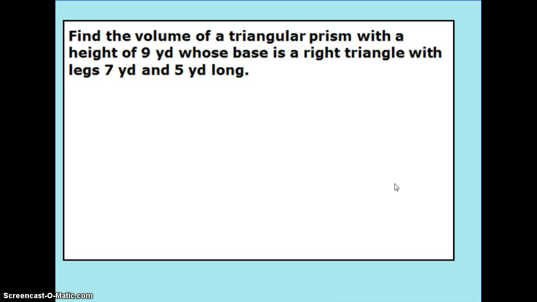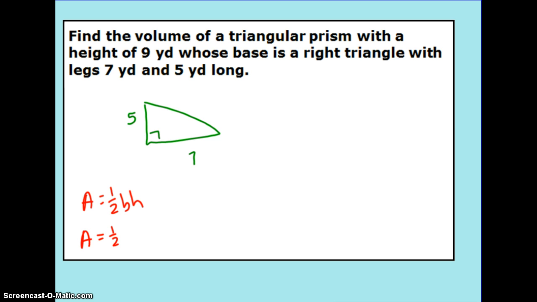Alright, so it says find the volume of a triangular prism with a height of 9 yards whose base is a right triangle with the legs 7 and 5 yards long. So I have a right triangle, 5 and 7, and that's my right angle here. So I can find the area of this triangle pretty easily. Its area equals 1/2 base times height. So the area of this triangle is 1/2 times 5 times 7, which is 17.5 yards squared.